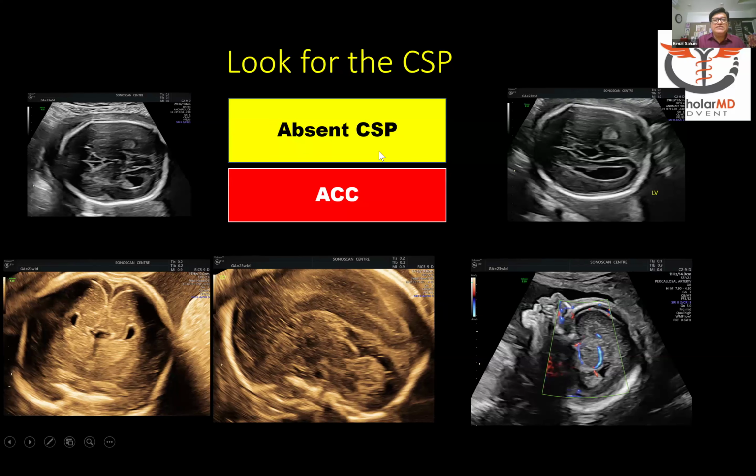If you find that the CSP is absent, think of agenesis of corpus callosum. Then look at all the indirect signs, and then do a mid-sag. Here you can see I'm seeing the vermis, but I'm not seeing the corpus callosum. There is no pericallosal artery that is made out, and I have a diagnosis of agenesis of corpus callosum.